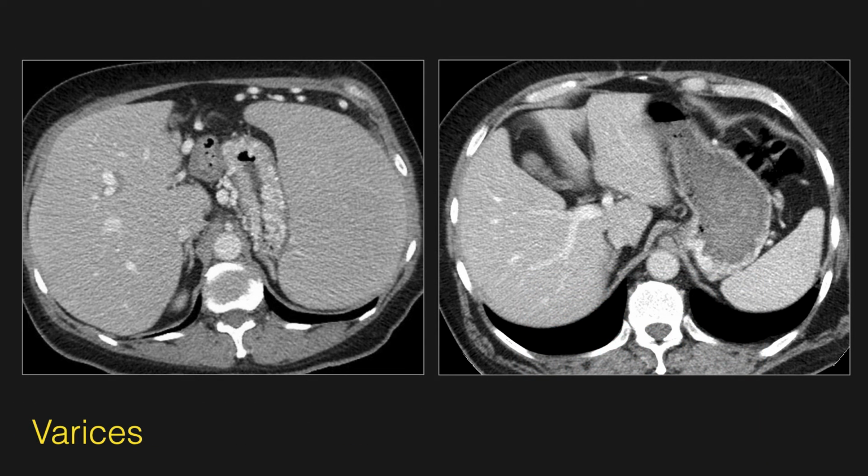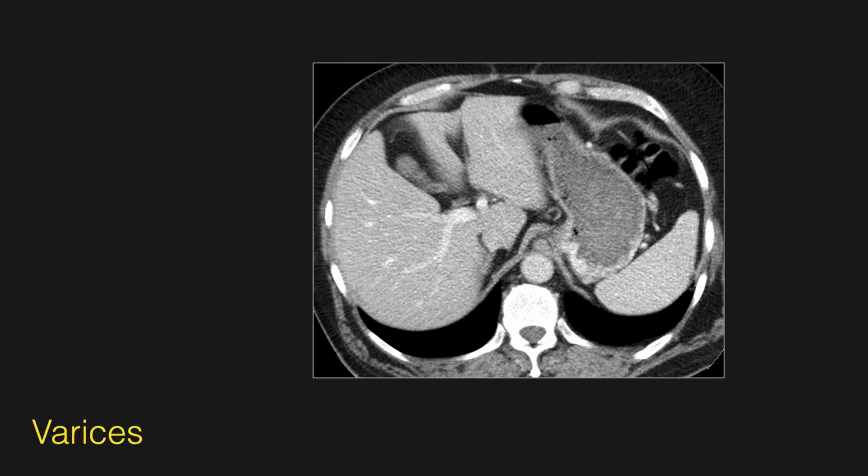Gastric varices are usually not a diagnostic dilemma, but they do have some important associations to be aware of and can simulate increased enhancement of the stomach wall in some cases. This first example has numerous submucosal varices in the setting of portal hypertension. And this second example has some short gastric varices coursing through the posterior fundus.